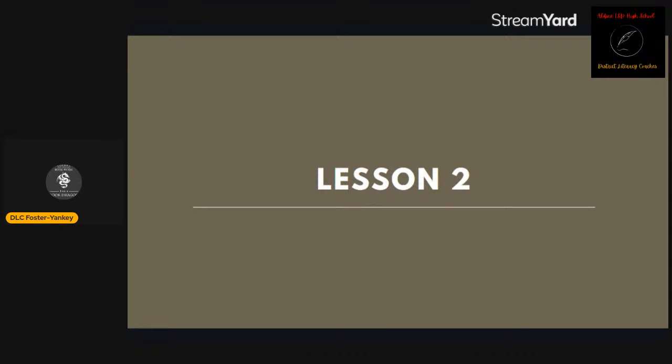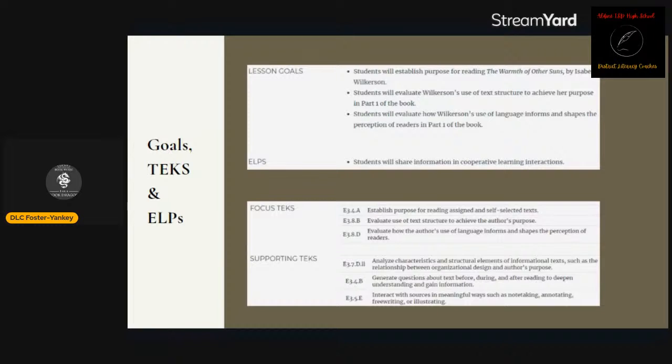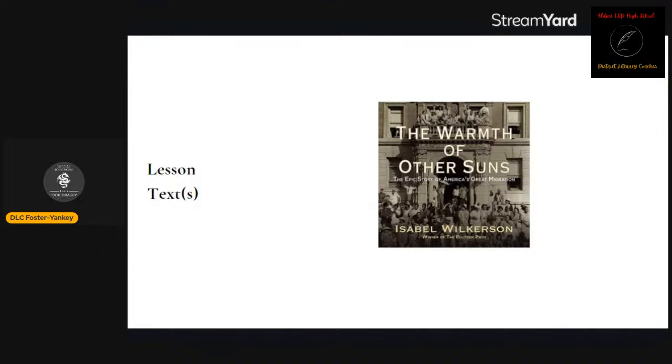On to Lesson 2. In this lesson, students are establishing a purpose for reading The Warmth of Other Suns, evaluating Wilkerson's use of text structure to achieve her purpose in part 1 of the book, as well as how her use of language informs and shapes the perception of readers in part 1. Again, the text is The Warmth of Other Suns.